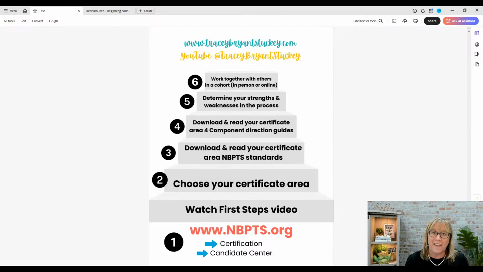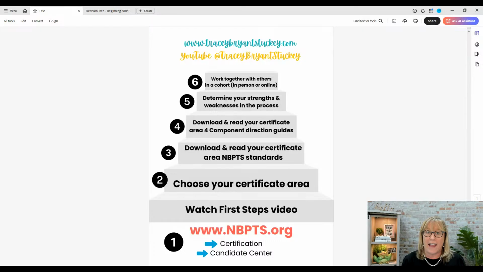All right, after you choose your certificate area, then on that same tab, Candidate Center, you download and read through your certificate area NBPTS standards. And they're there for free. You don't have to pay anything to figure out whether you want to go through this process. Nothing.